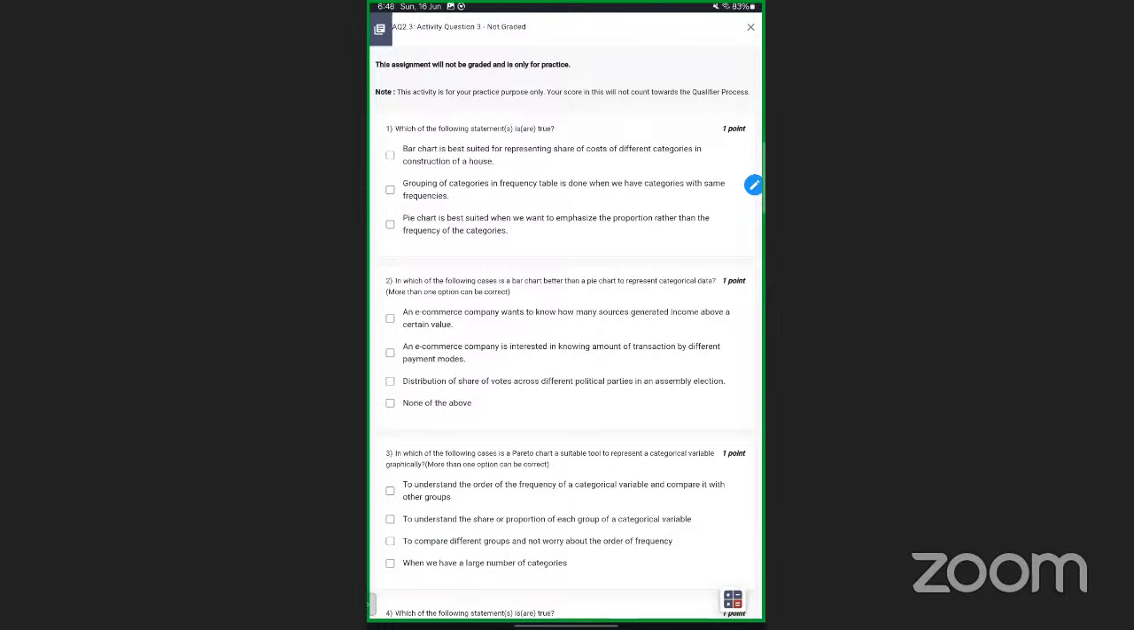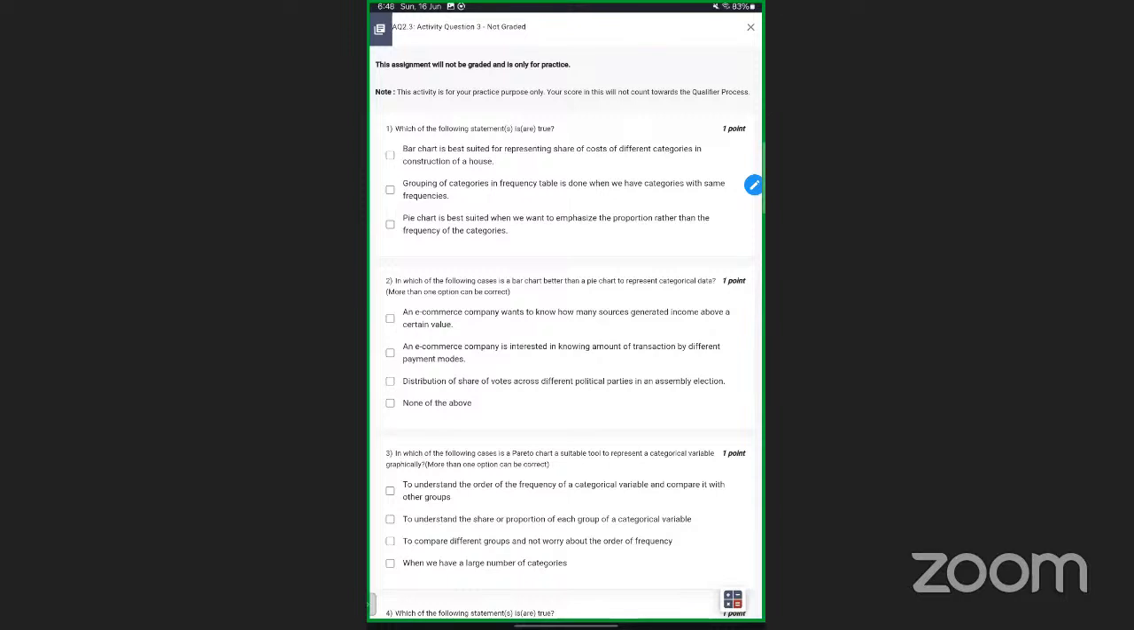Sir, if you can explain the topic: when we use a pie chart and when we use a bar chart, basically. Okay. So you use a bar chart when you want to see the actual count, like the difference between actual counts.